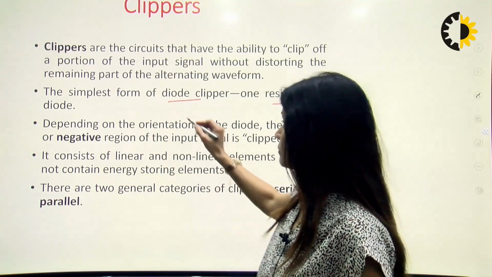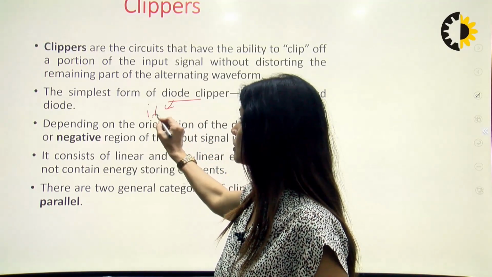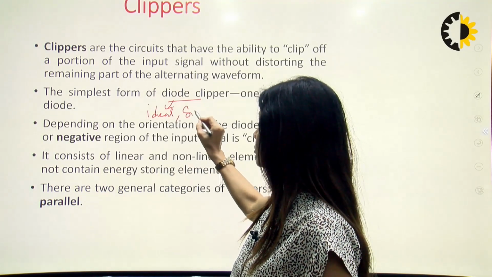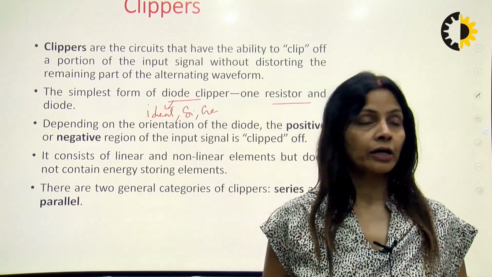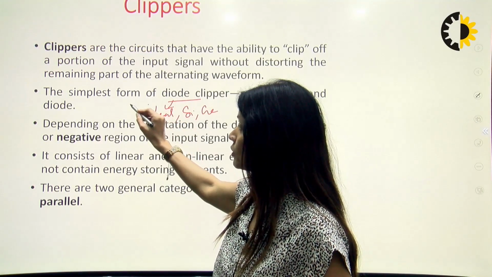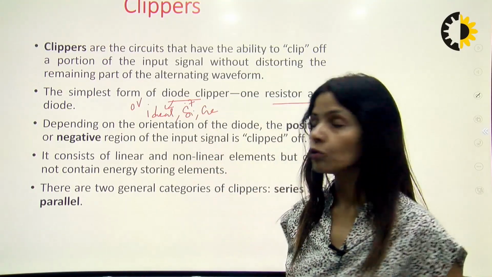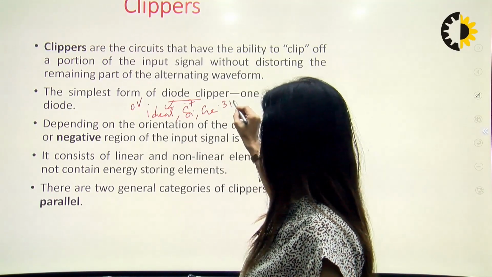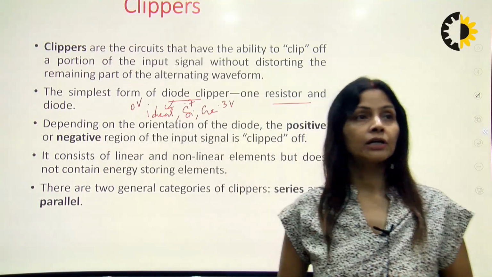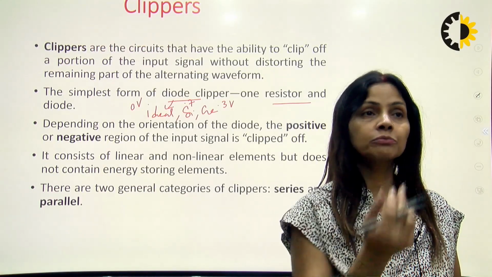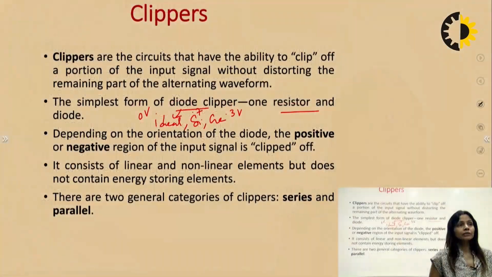The diode may be an ideal diode, a silicon diode, or a germanium diode. If it is an ideal diode, the knee voltage will be 0 volt. If it is a silicon diode, the knee voltage will be 0.7 volt, and if it is a germanium diode, the knee voltage will be 0.3 volt. Depending on the orientation of the diode, we find out whether the diode is in forward bias or reverse bias. So we have to decide which part of the waveform would be clipped off.